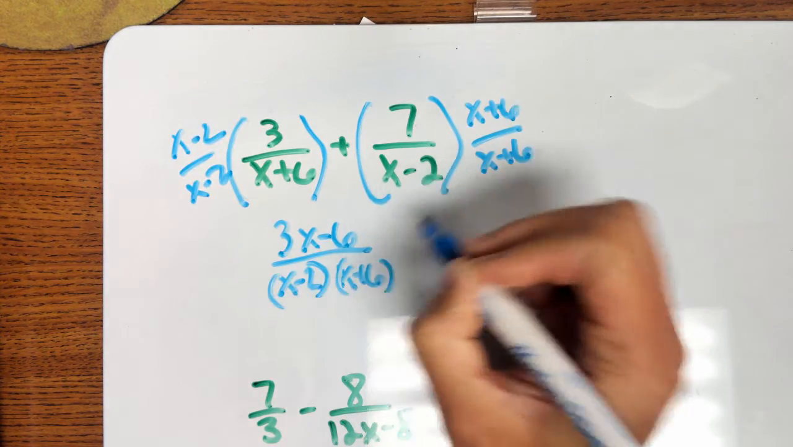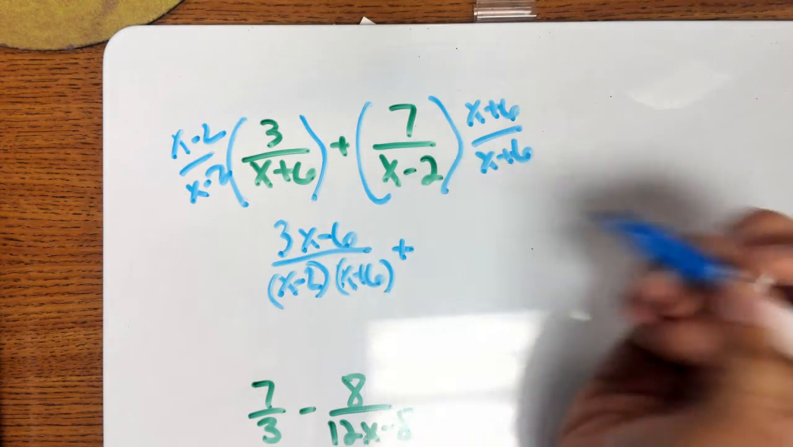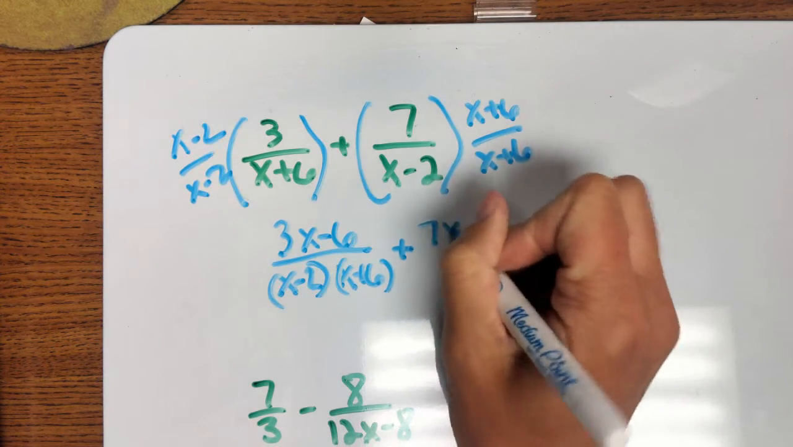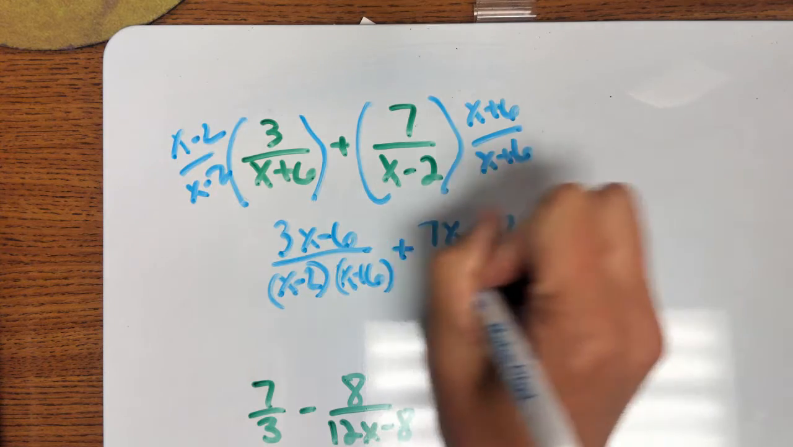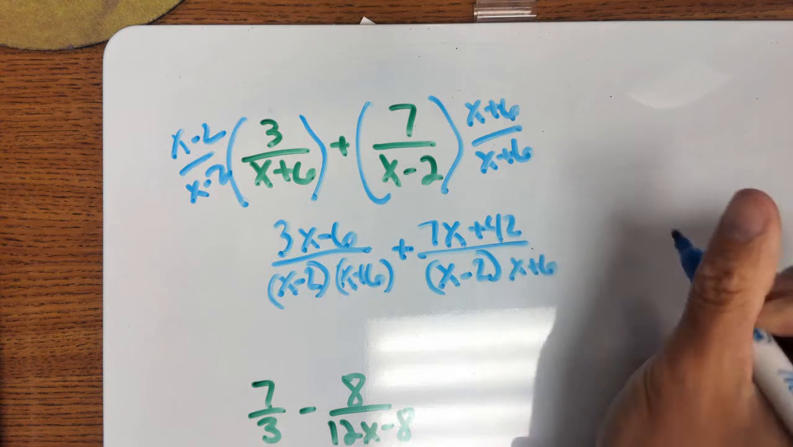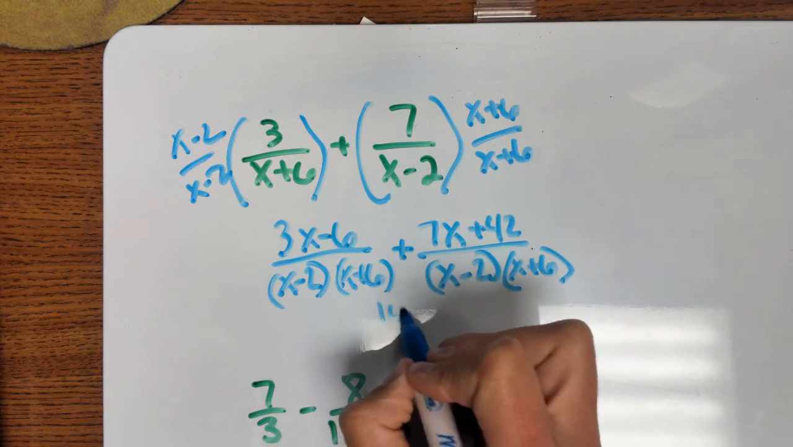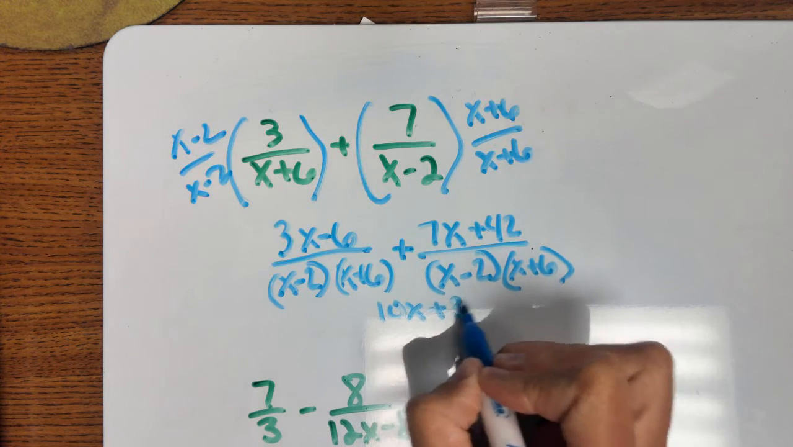You can go ahead and distribute at this point. I usually leave it because if something does happen to cancel, it just saves me some time. So then we'll distribute the 7 plus 42 over the same denominator, (x plus 6). And then if we push all this together, we end up with 10x plus 35.